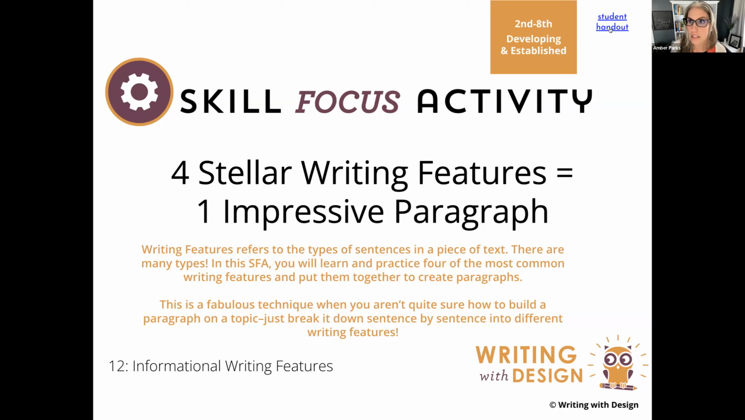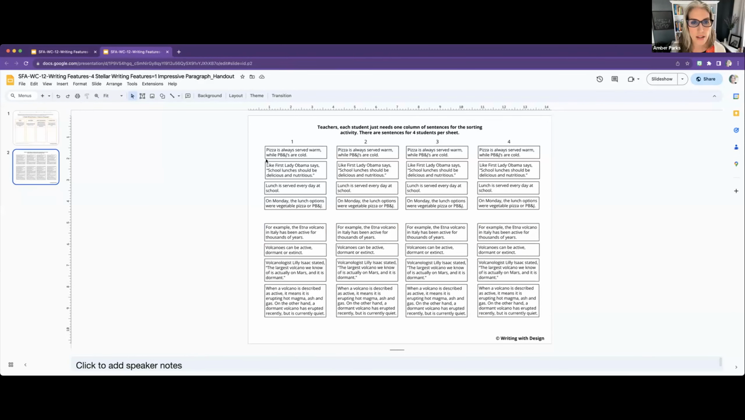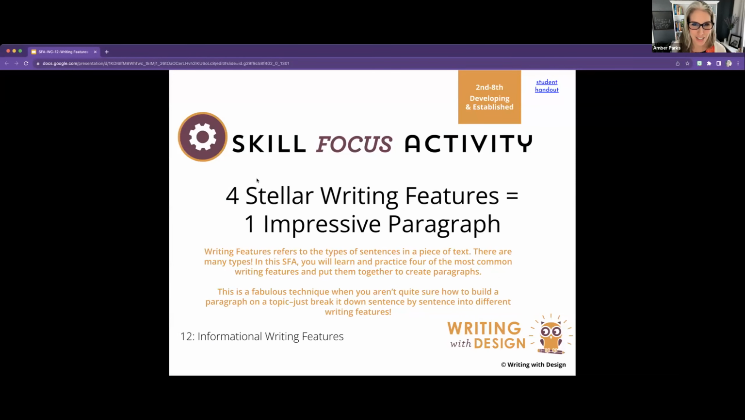Now, there is a student handout here. So when you click on this link here, it's going to take you to the student handout. This is something that every student would need, this classifying design, and then this column. So there are 4 columns on this page. So this is enough for 4 students. You do not need to have a page per student. It is simply a column per student. So back to our presentation here.